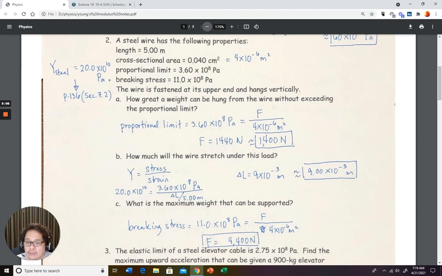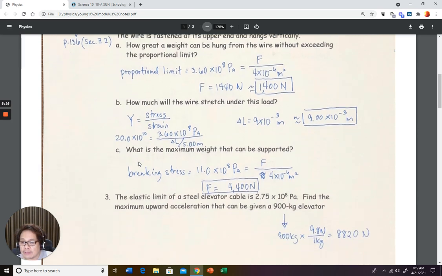You get 4,400 newtons. Of course, it's much bigger than 1/4 because the breaking stress is much, much farther away from the proportional limit. Okay. If you're going to plot this, no.